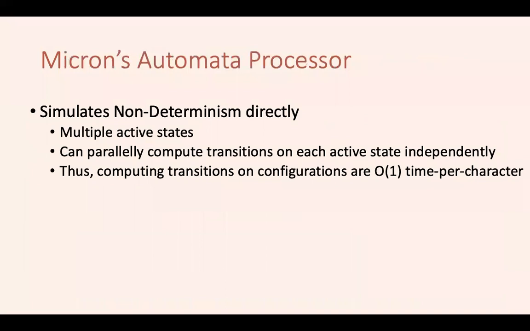In the automata processor, we are going to simulate non-determinism directly. By that, I mean there are multiple active states. The cool thing about this is that you can compute the transition on all of the active states directly. So regardless of how many active states there are, you compute the transition on all of them. Every time you get a new character, you just spend O(1) time regardless of how many states you have, as long as they fit in the chip, of course.